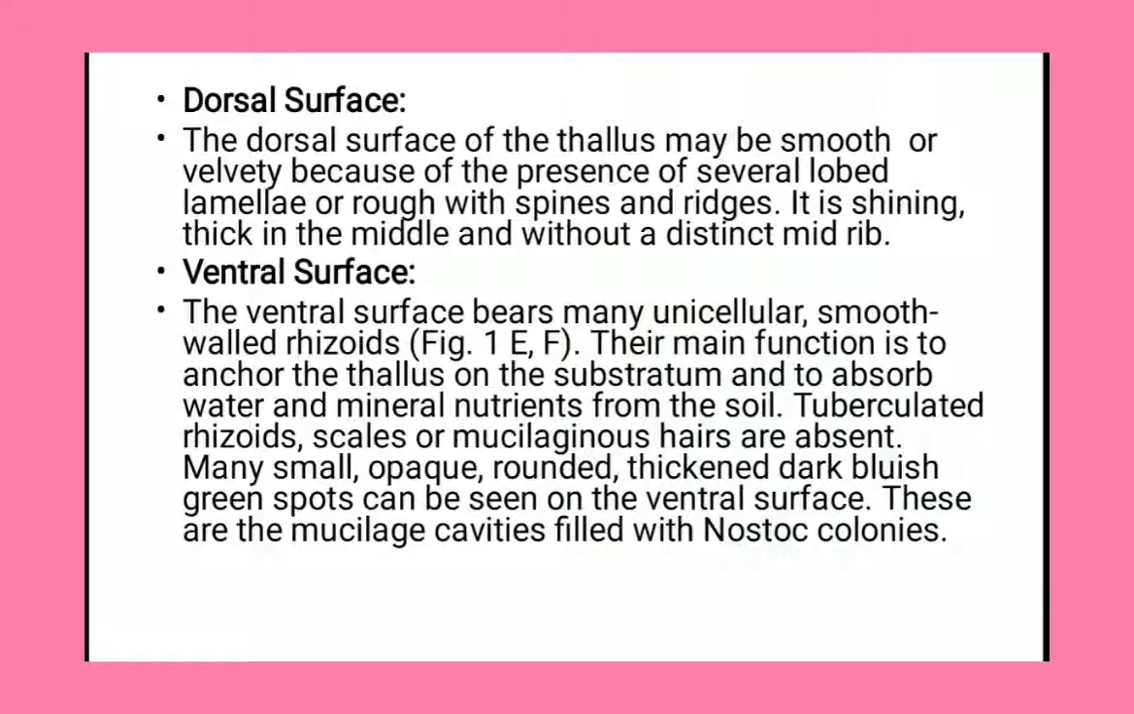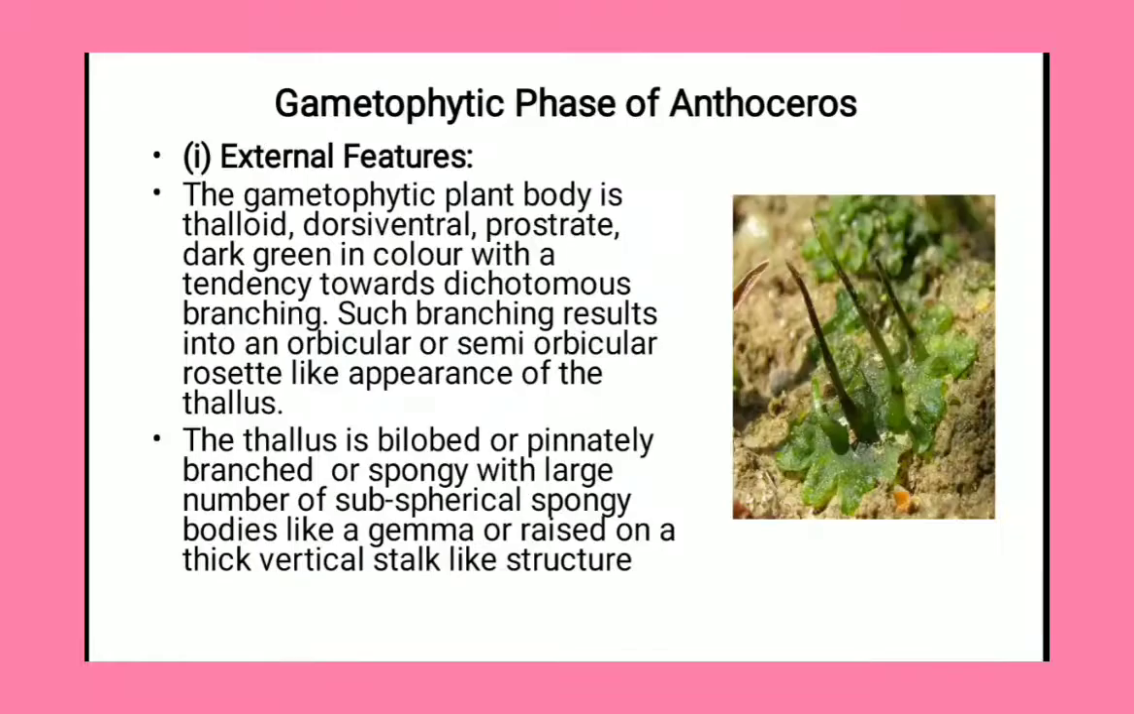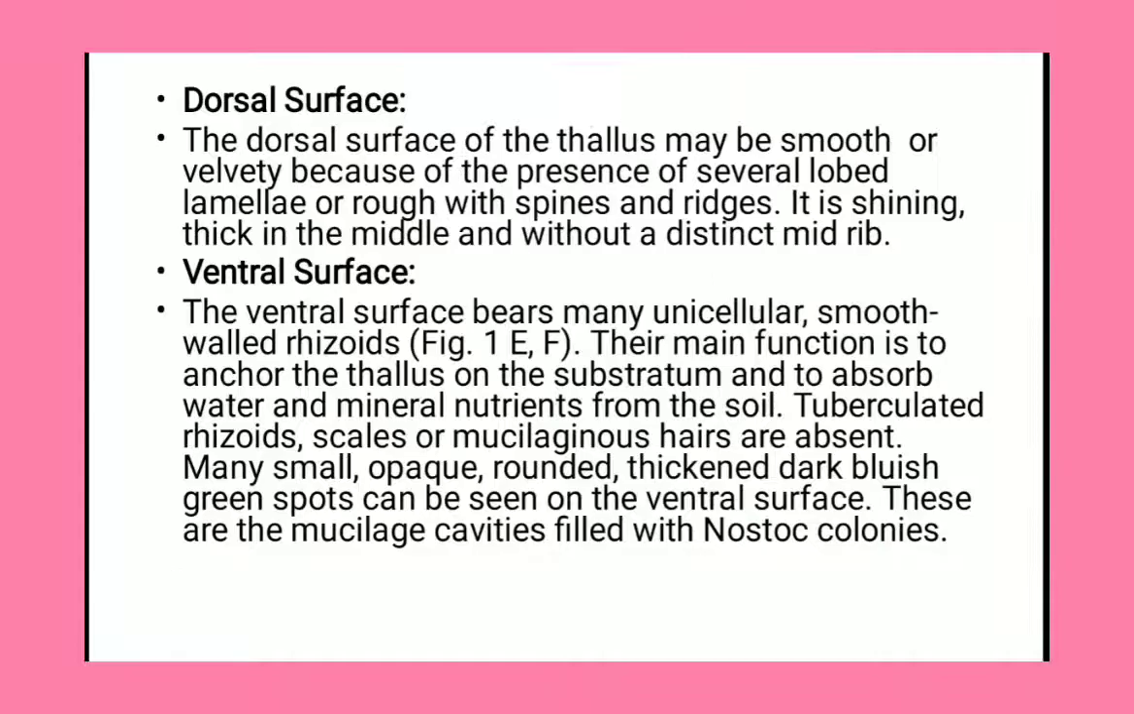Then, the dorsal surface and ventral surface. In this figure you can see this surface is the dorsal surface, and this is the ventral surface. Under this thallus the ventral surface is also present, and the morphology of the ventral surface and dorsal surface is of a different type.